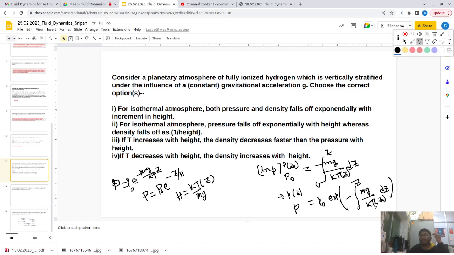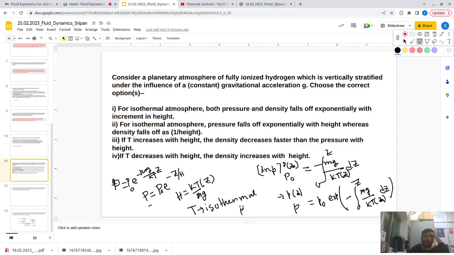Now if we put T as isothermal, constant, then we don't need to calculate this much. It will just come out as this, where you see that the pressure is decreasing with height in an exponential manner for T constant, isothermal. Now if we know the P, we can find out rho also, right?